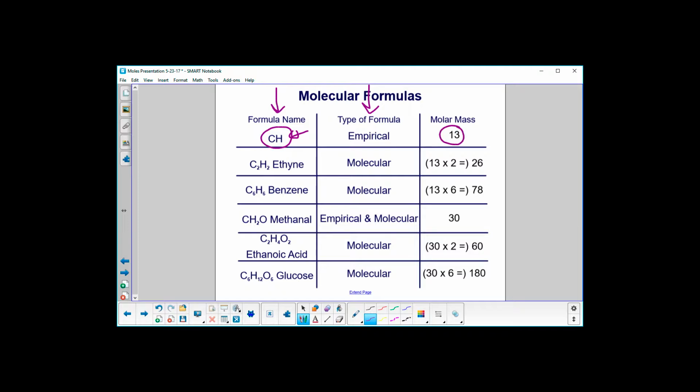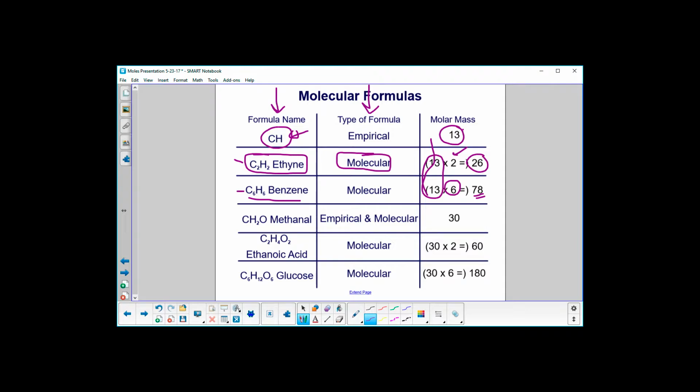Now let's go to ethene, C2H2. That is a molecular formula now. That exists here on Earth. And you can see that it's an integer multiple of the empirical mass 13. Its mass is 26. You then have C6H6, benzene, another molecular formula, and in this case 6 times 13 is 78. So CH is the base, that repeats right through here, and you find these other molecular compounds by multiplying that by an integer. So here it's 2, here it's 6.